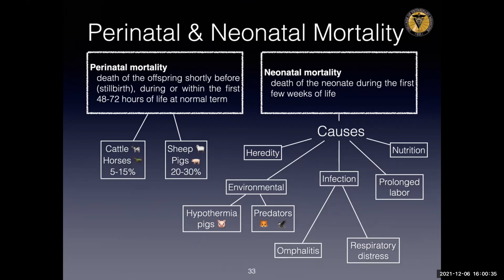For neonatal mortality, the death happens a few weeks after life. So these are your several causes. It could be nutrition, it could be infection, omphalitis, navel ill, mycoplasmosis, respiratory distress, very common. Depending also if the parturition happened in the winter when it's very cold and there had been problem in the thermal regulation of the offspring. So it's prone to respiratory distress or then hypothermia. Okay.